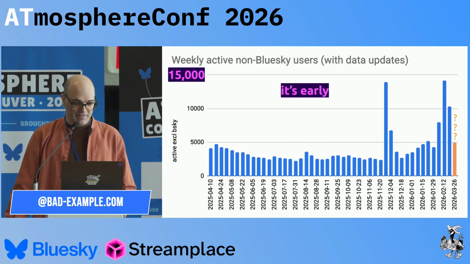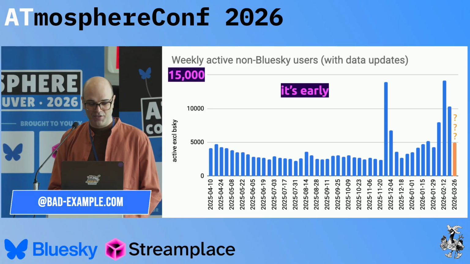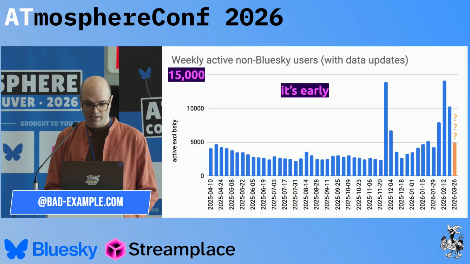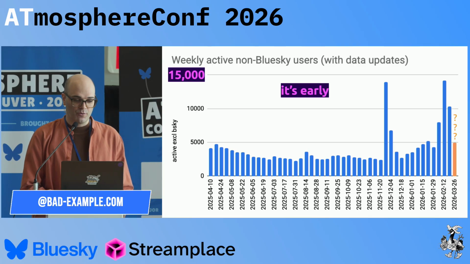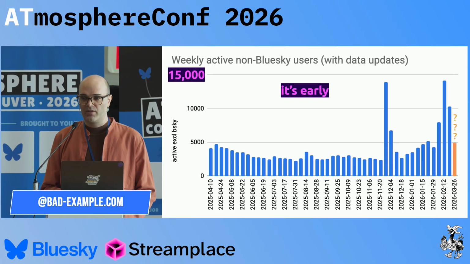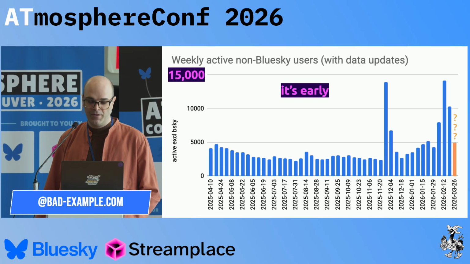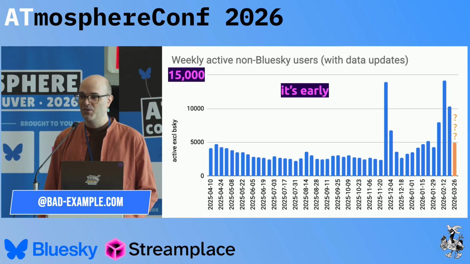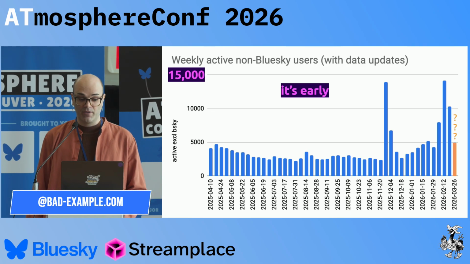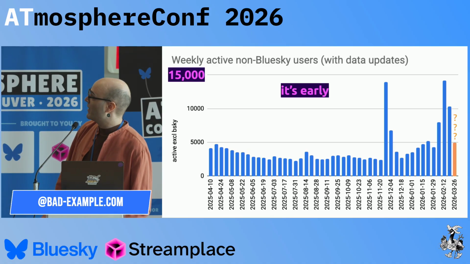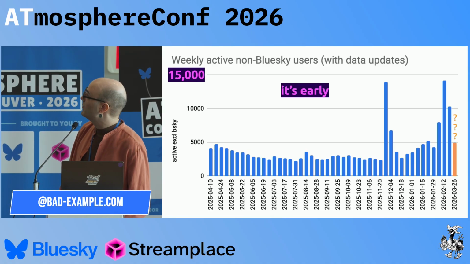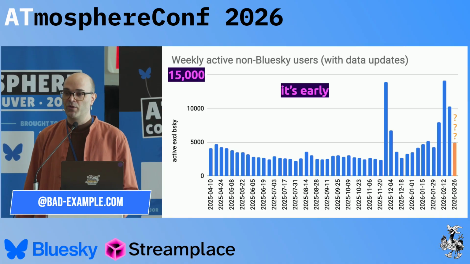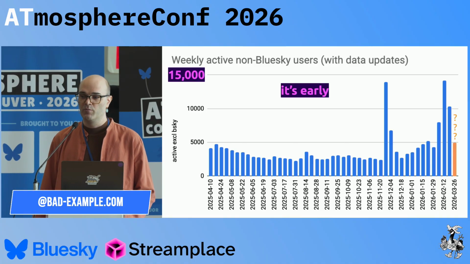I'm going to just show these two graphs from data that I pulled yesterday from another microcosm service called UFOs, which tracks some statistics about every lexicon that comes through the fire hose. I think this one might surprise some people given how much hype there is around the atmosphere. The top of that y-axis is 15,000 unique people. We've never broken 15,000 unique people using non-Bluesky apps within a week.